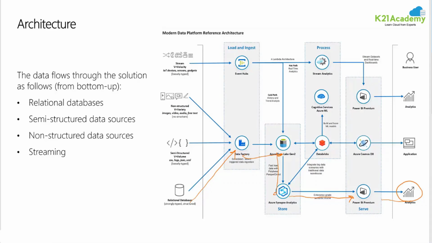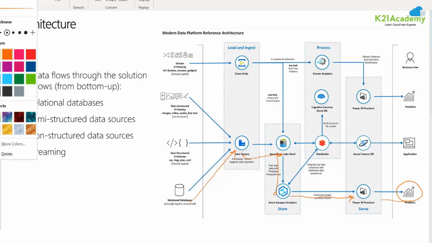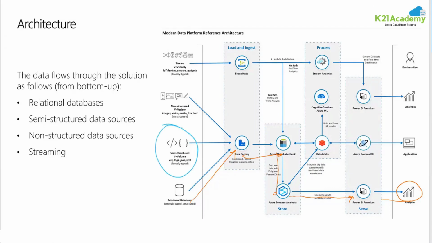When it comes to semi-structured data sources, so I'll just change the color. When it comes to semi-structured data sources, Data Factory can again be used to pull the data from a variety of semi-structured data sources, both on-premise and cloud. For example, you can ingest data from file-based locations containing CSV or JSON files. You can connect to NoSQL databases such as Cosmos DB or MongoDB. So this semi-structured data is pulled in using Data Factory.